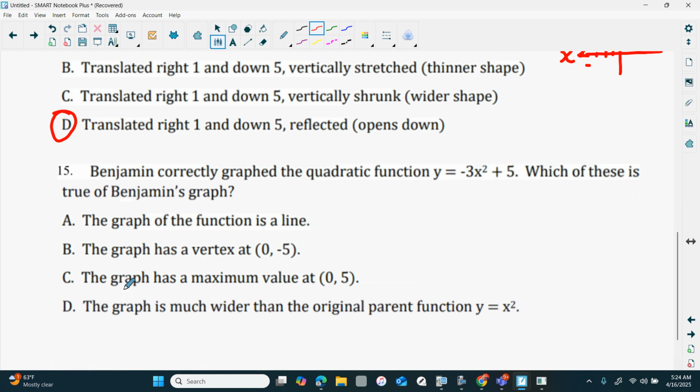Okay, maybe pause the video and try to see if you can get number 15. You want to check your understanding on this. Okay.